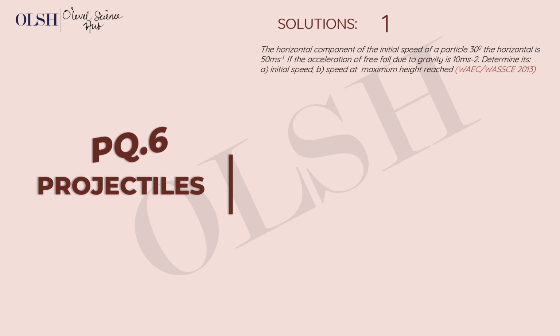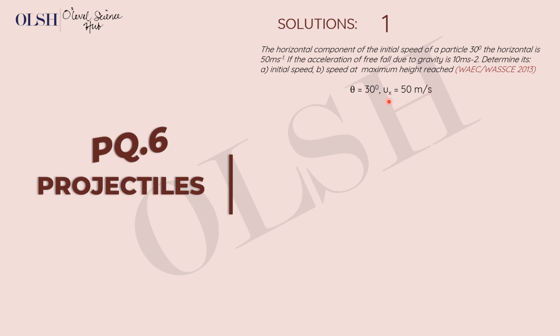Number one: the horizontal component of the initial speed of a particle projected at 30 degrees to the horizontal is 50 meters per second. If the acceleration of free fall due to gravity is 10 meters per second squared, determine its 1. initial speed, 2. speed at maximum height reached. So first of all, we have theta to be 30 degrees, and we have our velocity to be 50 meters per second.